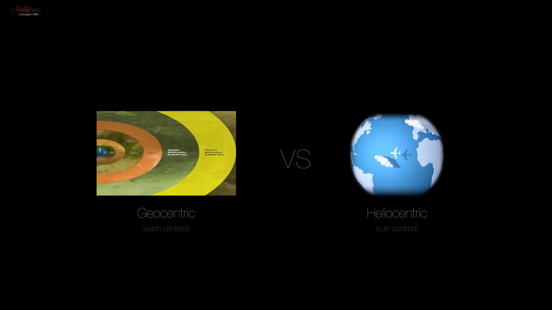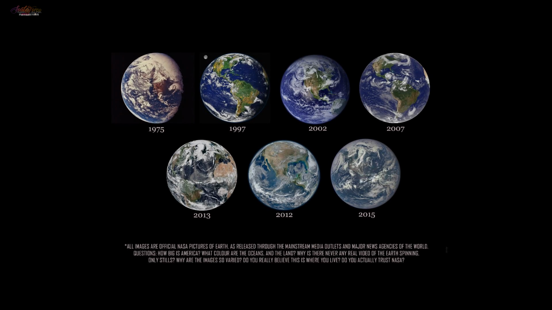Geocentric versus heliocentric. Images from space. Let's look at what are supposedly photographs of the Earth from space and see if they constitute proof of a globe. This series of images show a difference in continent sizes, especially between 2012 and 2015. The size of America is vastly different.